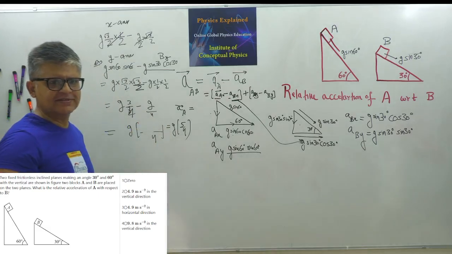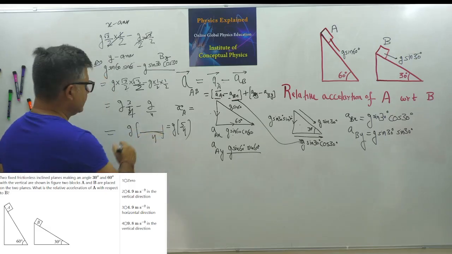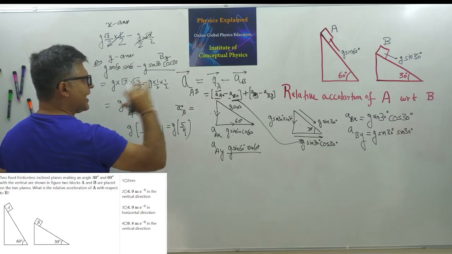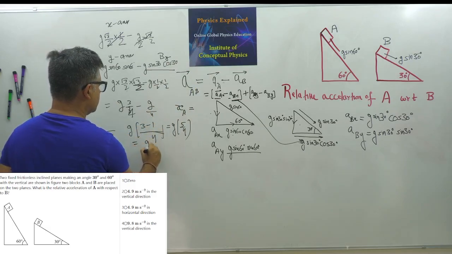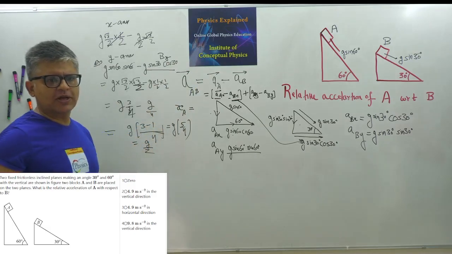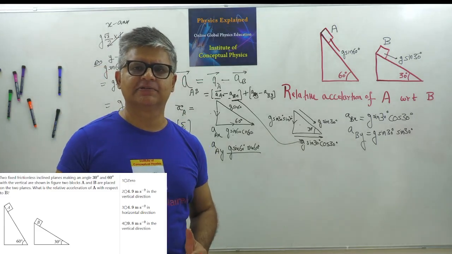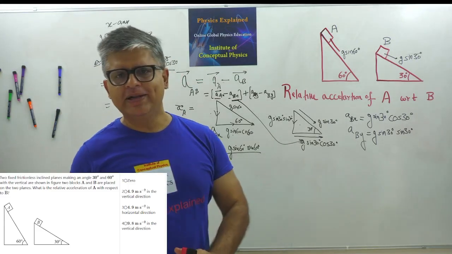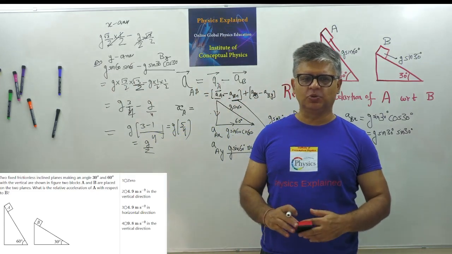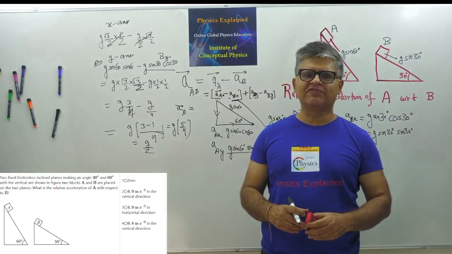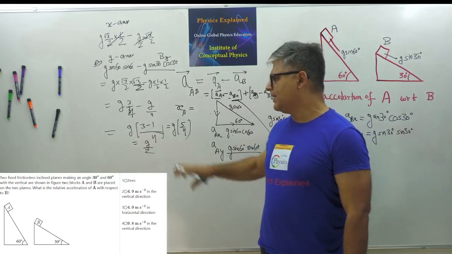So I hope you can see this clearly. I think I'm on the verge of exhausting the board. So this is 3 minus 1 is equal to g by 2. So the correct answer is g by 2 only in the y-axis. I hope this is making sense to you, that this is g by 2 in the y-axis. 4.9, that's the correct answer in vertical.